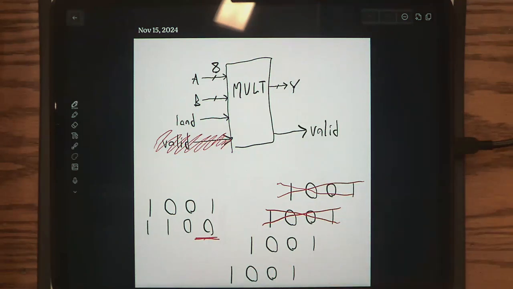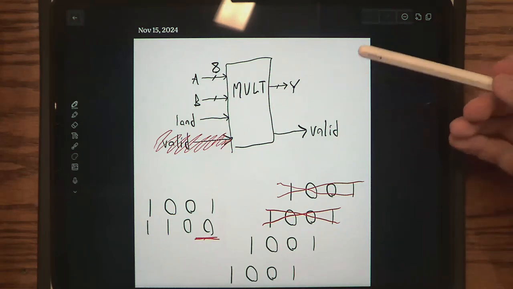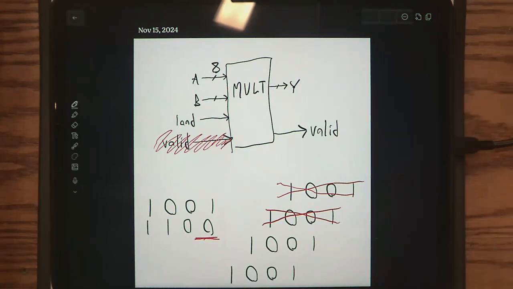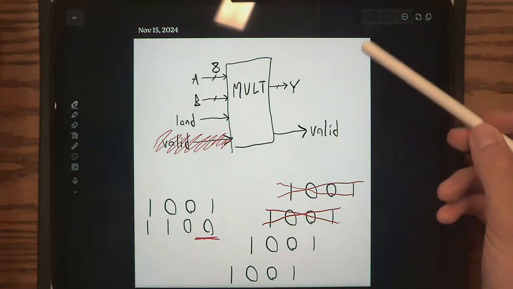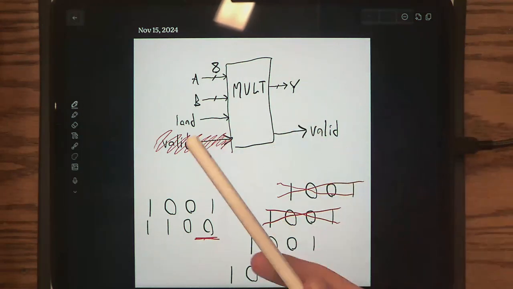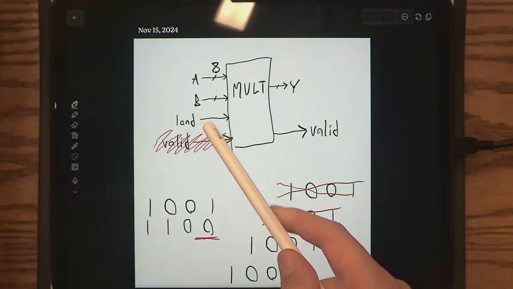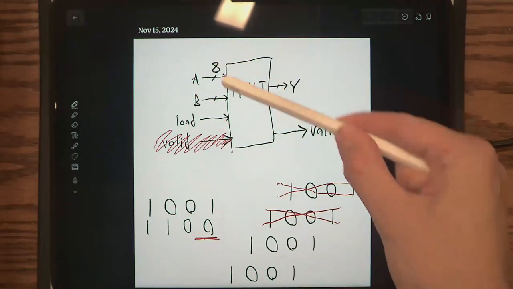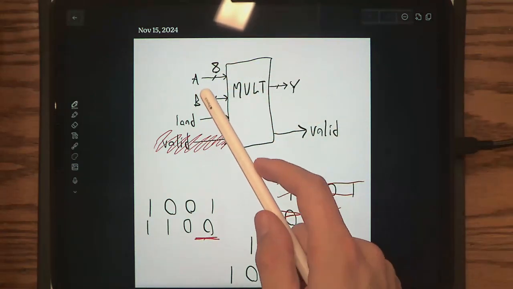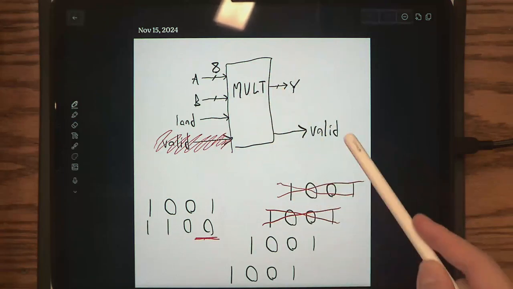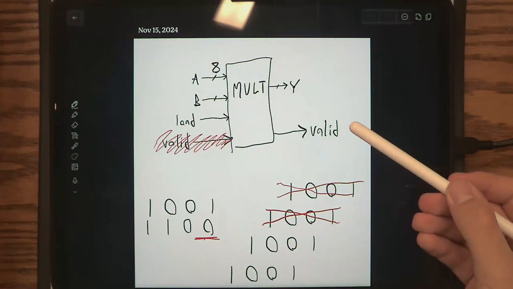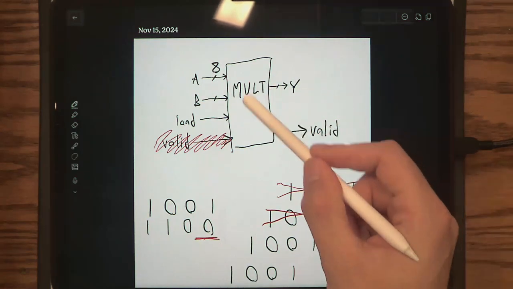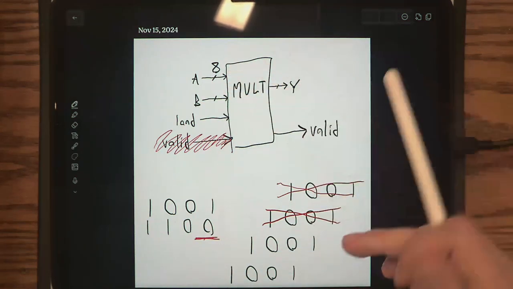Maybe we didn't actually need it to be that fast. Maybe we're okay with having it run just a little bit slower, but we really need it to be more space efficient. And so we came up with this sort of interface where we have A, B, and then load. Load will load in A and B, and then after some number of cycles, it will produce the output Y, and it will also produce a signal saying, hey, I am now valid, you are able to read me, and I will be the correct product of A and B.